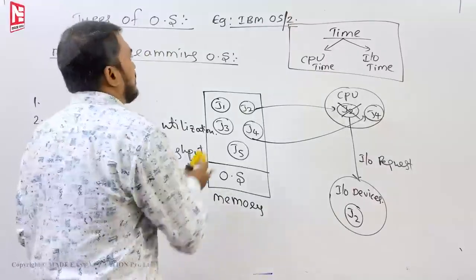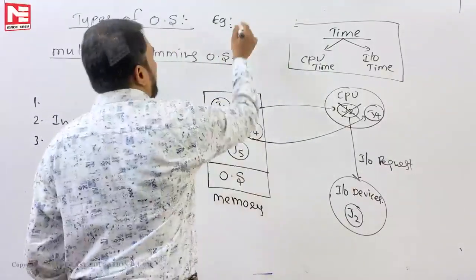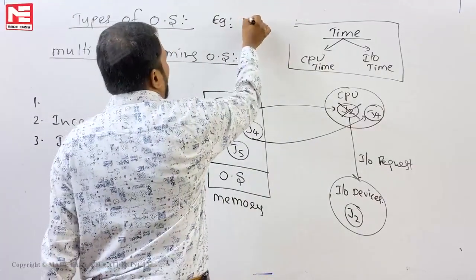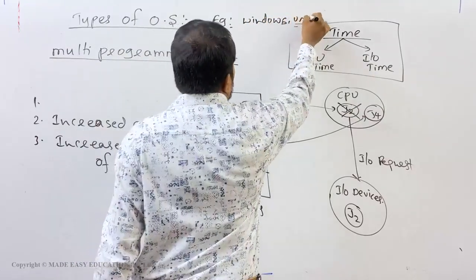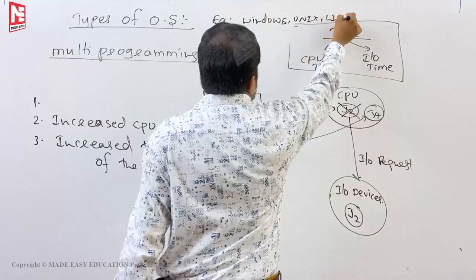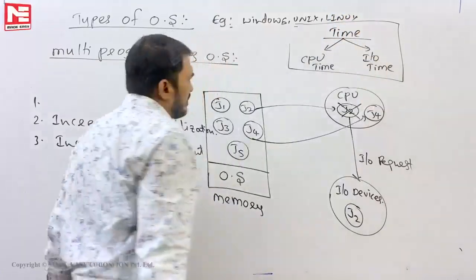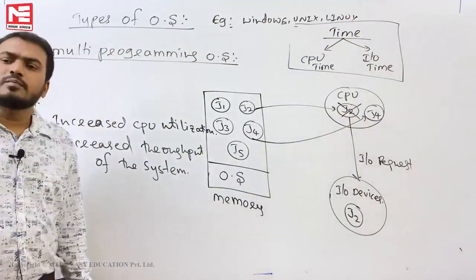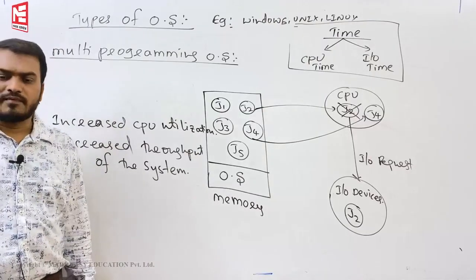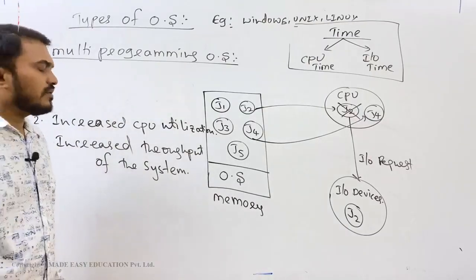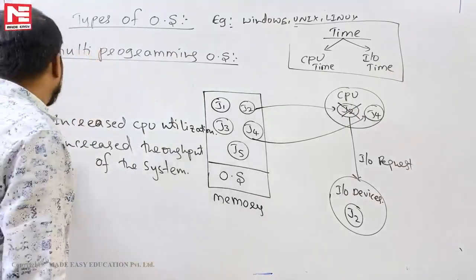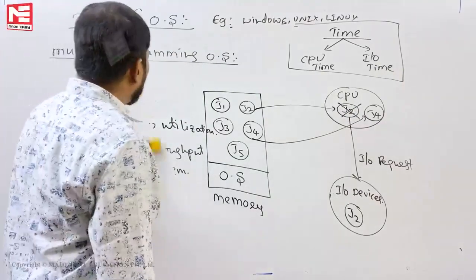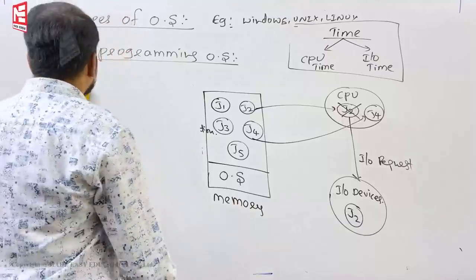If you want an example for this, look here. All our operating systems nowadays, that is Windows, Unix, Linux, whatever we use, are all multi-programming operating systems only. So whatever Windows you are using, all that is a multi-programming operating system. Okay, that is simple. So next, we will move on to the next type of operating system.